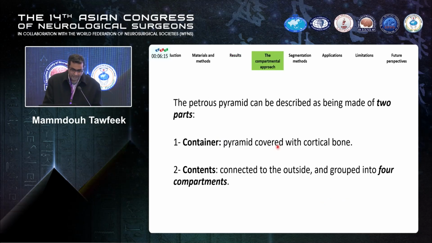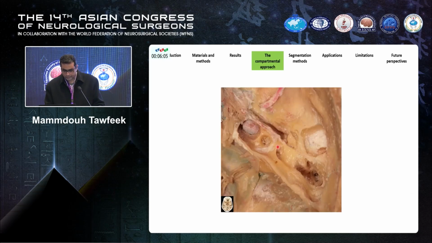So the Petrous pyramid, we can explain it as being made of 2 parts. It's a container, a pyramid that's covered with cortical bone, and there are contents that are connected to the outside part. So this is a superior view. First, we start with the mucosal compartment. It's a mucus-lined extension of the pharynx in the midline. It's composed of the Eustachian tube, the middle ear, and then the mastoid antrum posteriorly.